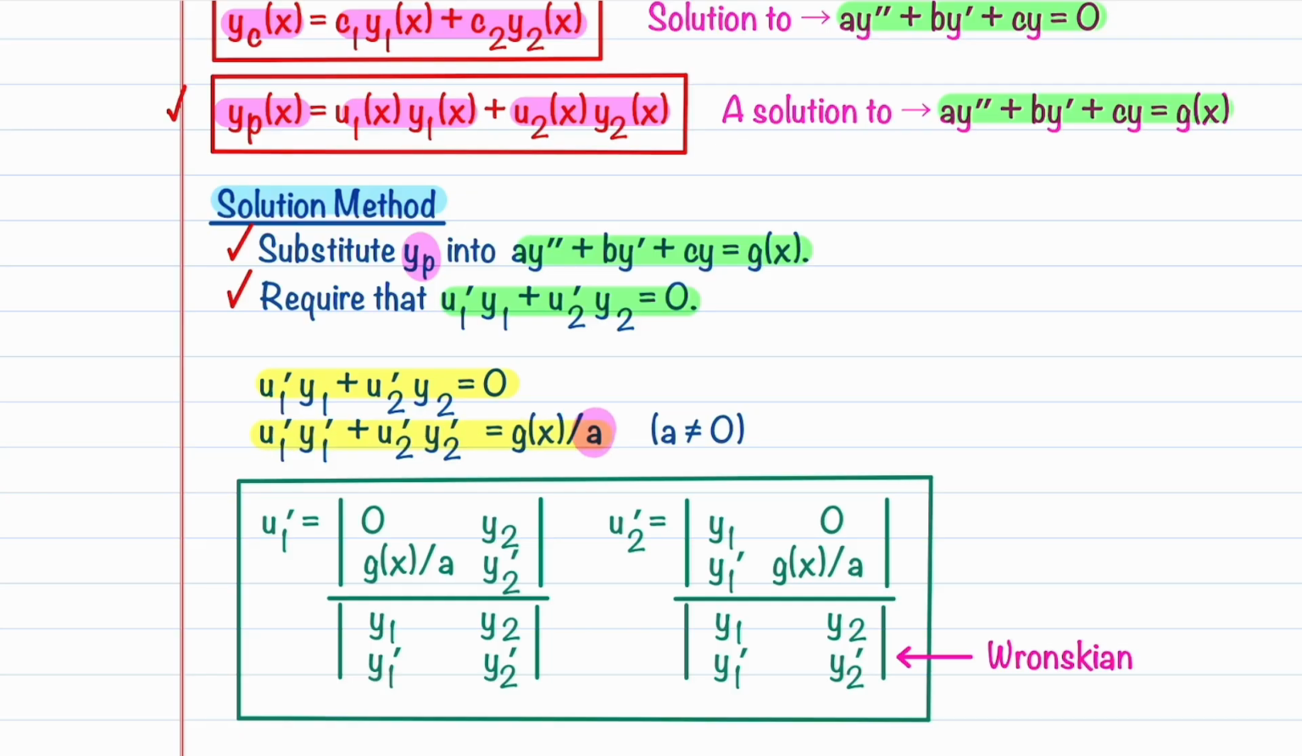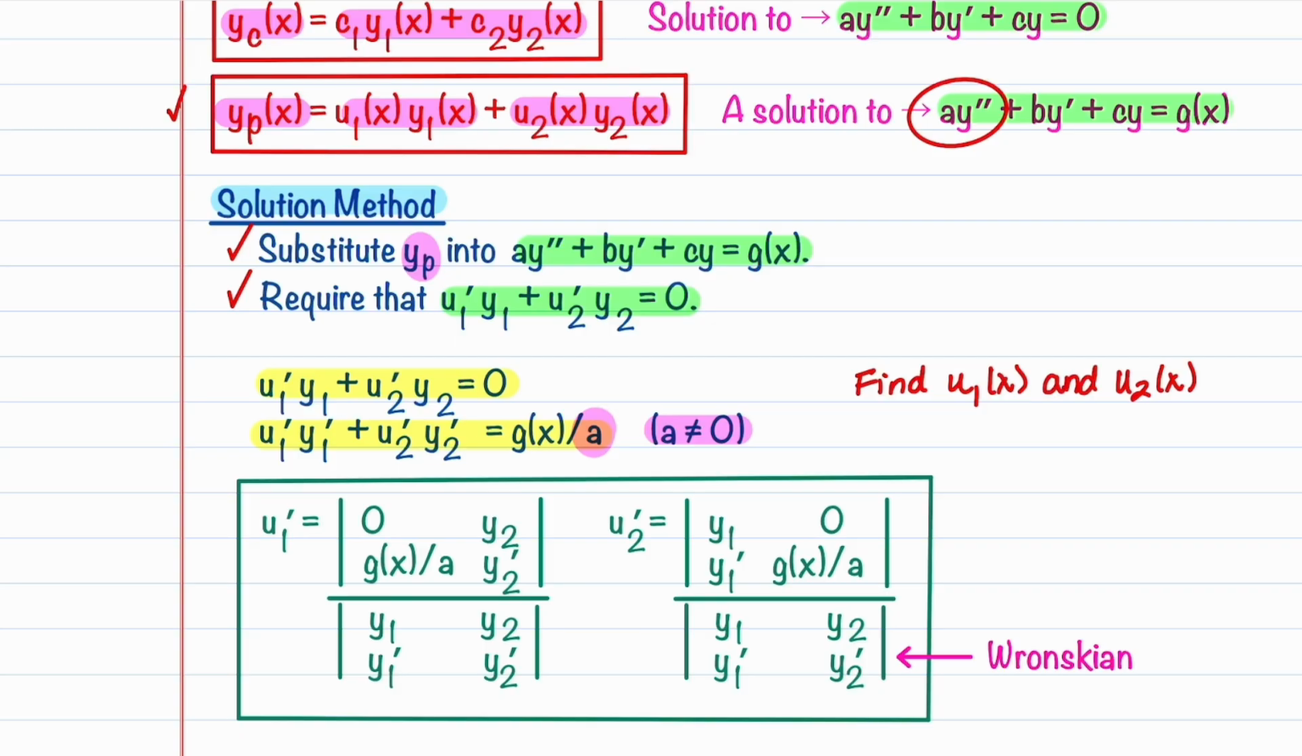A is the coefficient that multiplies y double prime. Let's look up here on the right. It's right there. The assumption is that A is not equal to 0, which is basically saying we're assuming that we have a second-order equation. Now that we have these 2 equations, what we want to do is find u1 of x and u2 of x. Our 2 equations have u1 prime and u2 prime in them, so we're going to solve for those first, and then we'll integrate and find u1 and u2.